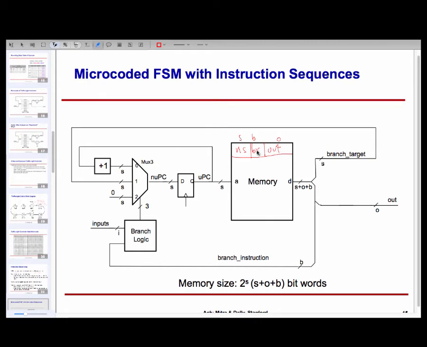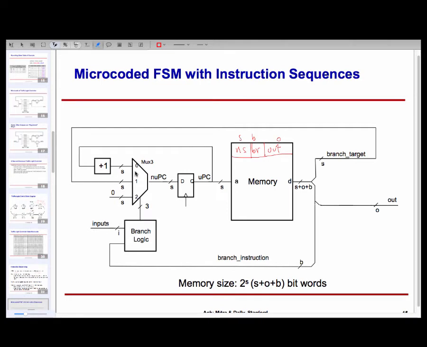So I've introduced two new concepts in this diagram. One is this whole micro PC stuff. The other is these additional bits, the B bits, which I'm calling the branch bits. And output is what controls what goes out, which we already had. And these S bits are like what we used to have before. Okay, so now by appropriately controlling what is in those B bits, what we put out here, and what the inputs are, I can control this multiplexer.